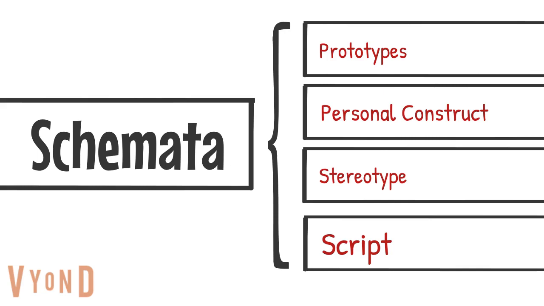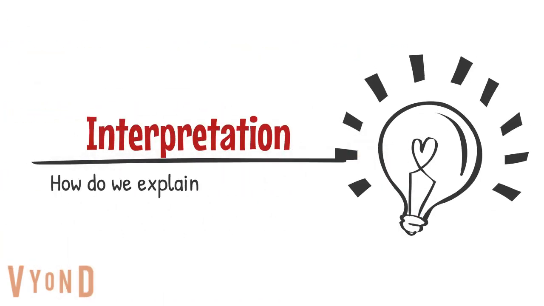The final section of the perception process is interpretation. Interpretation is a subjective process by which we make sense of the world that we perceive. In other words, we tell ourselves a story.